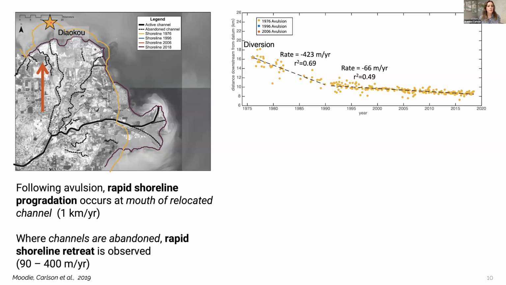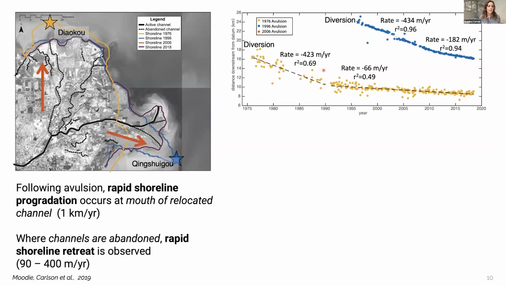Following that diversion, using satellite images, we traced the shoreline and found that we had an erosion rate of over 400 meters per year. Similarly, after the 1996 diversion of Qingxueguo, which we saw in the satellite imagery, we again have a retreat rate that exceeds 400 meters per year. Following the natural avulsion of this distributary channel that happened in 2006, we see a much slower retreat rate of about 90 meters per year.